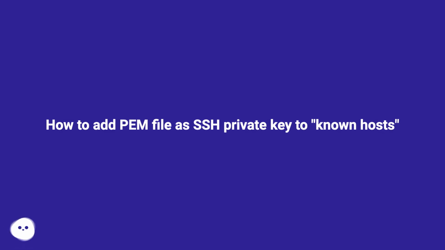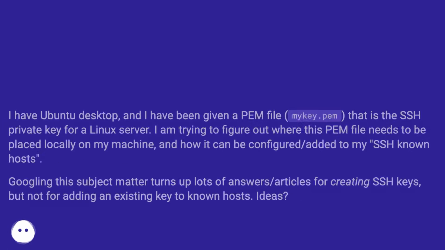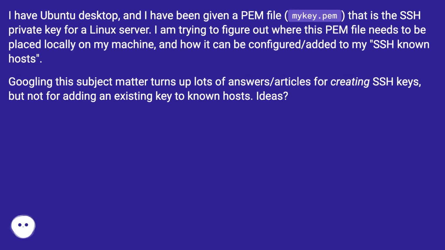How to add a PEM file as an SSH private key to known hosts. I have Ubuntu desktop, and I have been given a PEM file, mikey.pem, that is the SSH private key for a Linux server. I am trying to figure out where this PEM file needs to be placed locally on my machine, and how it can be configured, added to my SSH known hosts. Googling this subject matter turns up lots of articles for creating SSH keys, but not for adding an existing key to known hosts. Ideas?